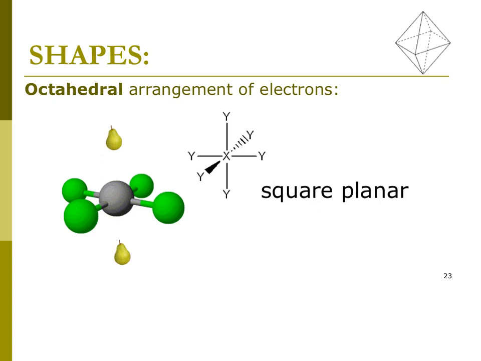If we removed 2 atoms and had 2 lone pairs, we would then just have this planar shape, the square shape. This would still have a 90-degree repulsion from each other because they're still all in the same plane. They would be forced into that same plane because of the repulsion of the lone pairs.